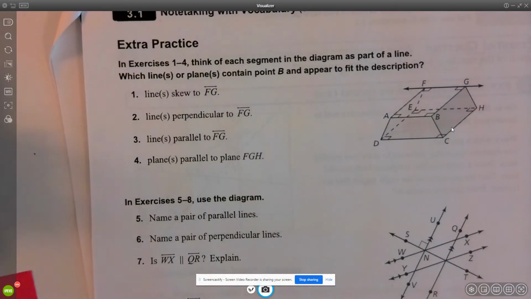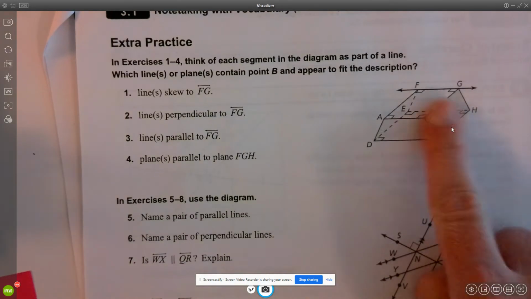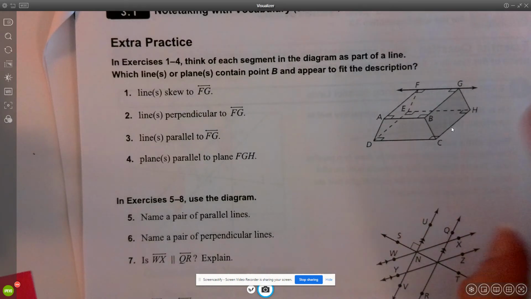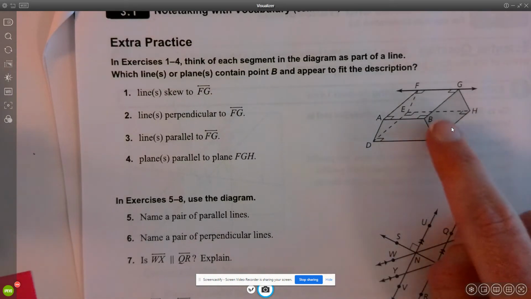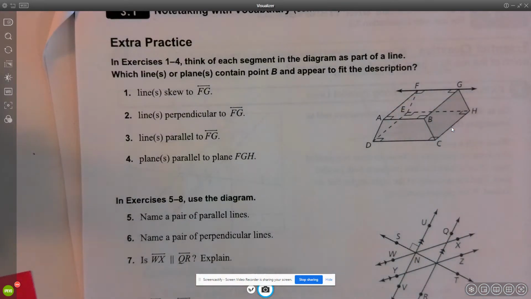All right, so it says in exercises 1 through 4, think of each segment in the diagram as part of a line. So even though we're working with a 3D shape here and they look like line segments, just remember we're going to assume that all the segments are lines that go on forever in both directions. We just don't want to make the picture look too complicated by putting arrows on the ends of everything.